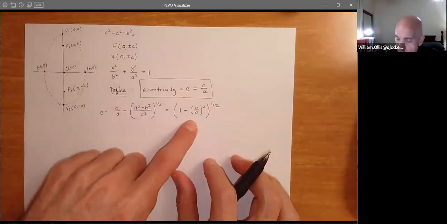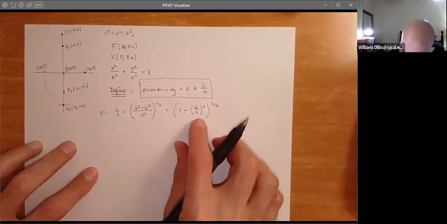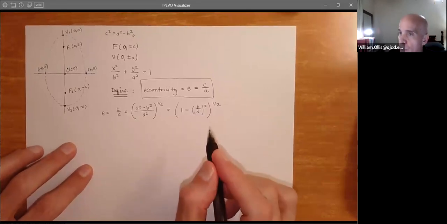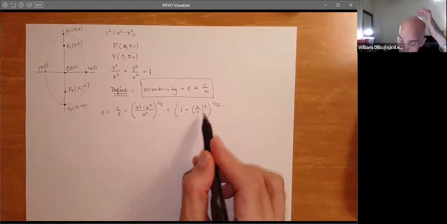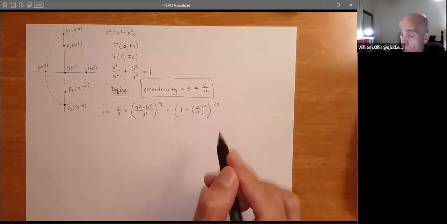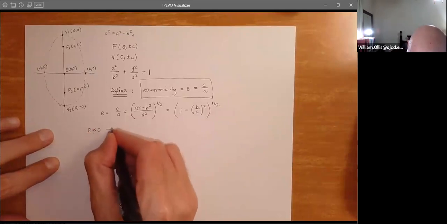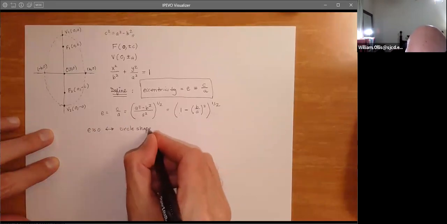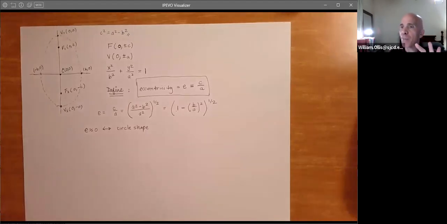Now, when you look at this, you can make some good observations. Notice when A and B are relatively close together in magnitude, then B over A is going to be really close to 1, and squared, we're going to say 1 minus 1 is close to 0. So when E is close to 0, essentially 0, this is going to mean circle shape. Because when A and B are close in magnitude, then you don't get the deformation as much. They're closer, so you get more of a circle-like appearance.